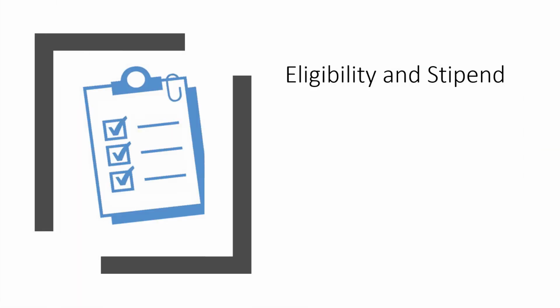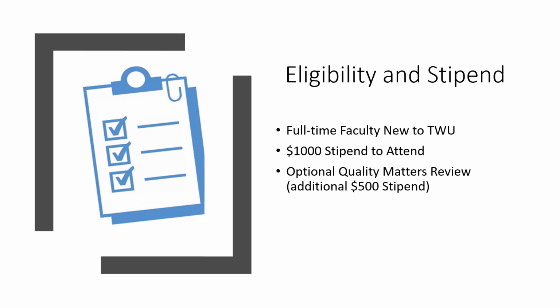The program is aimed at full-time faculty new to TWU without experience teaching in an online environment. Each participant will receive a $1,000 stipend if the course completion requirements are fulfilled. An optional Quality Matters standard review will be available to these participants starting in September. If participants complete all of the Quality Matters review requirements, they can receive an additional $500 stipend.